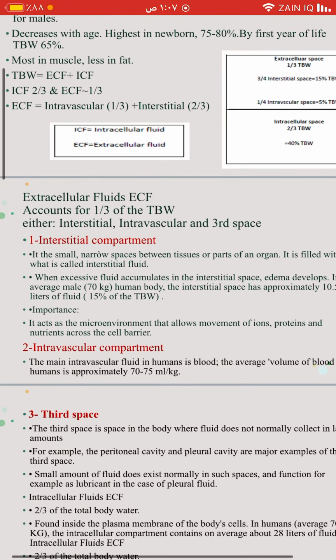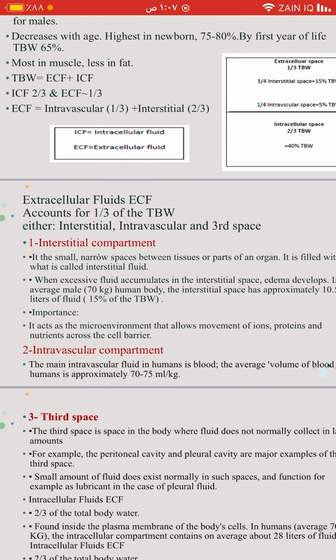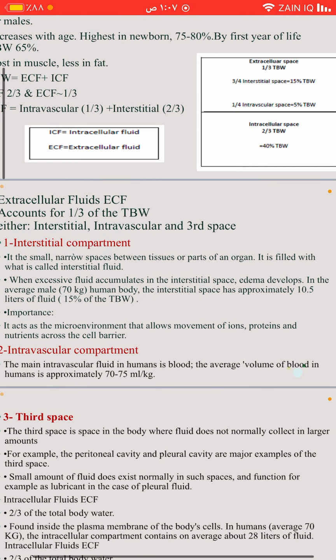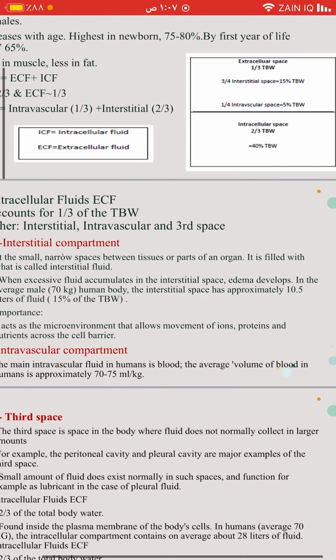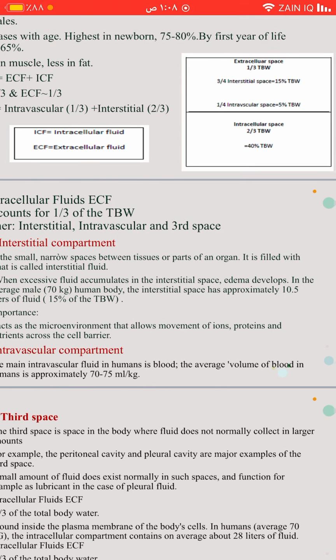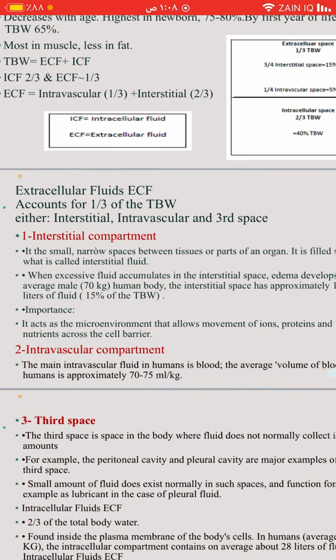الاكسترا سيلولار فلويد، ننزل للسلايد اللي بعد. The extracellular fluid accounts for 1 to 3 of total body water, either interstitial, intravascular and third space. Interstitial compartment: it is the small narrow space between the tissue or part of any organ, filled with what is called interstitial fluid.